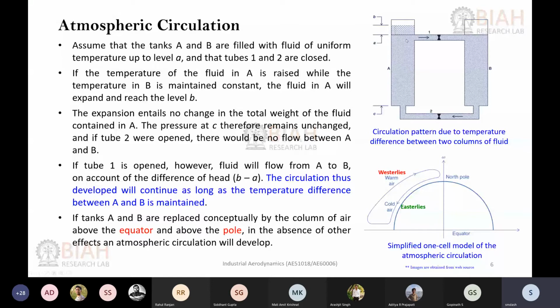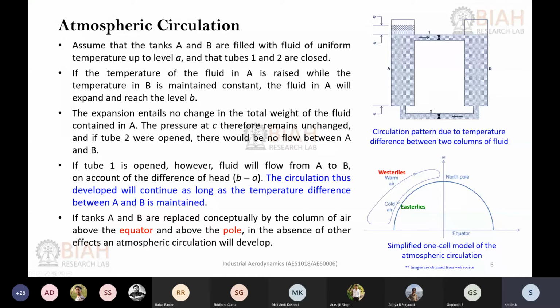You consider two tanks filled with the same fluid, and there are two valves. At the beginning you have the same temperature condition for both tank A and tank B, which are connected by two limbs, with valve 1 and valve 2. You have the same amount of fluid in both tanks, at the same temperature. Now you raise the temperature of A, with the valves closed. If you raise the temperature of A, the fluid there will expand, but the weight of the fluid remains the same.